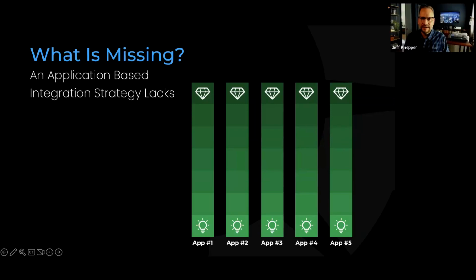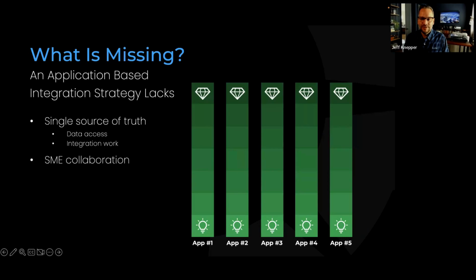So let's recognize what's lacking from this strategy. We don't have a single source of truth for either data access or for the integration work that we've done. The costly parts are spread out. We don't have real subject matter expert collaboration. Our SMEs are choosing their applications of choice, so they're not really working together. They're off doing their own projects. It's almost impossible to have data governance over this because it's spread out in too many places. And frankly, it won't scale.